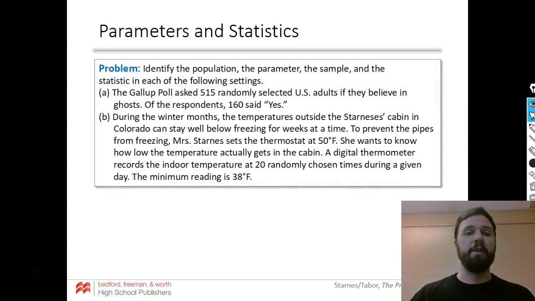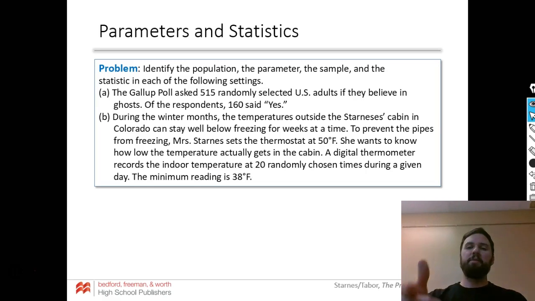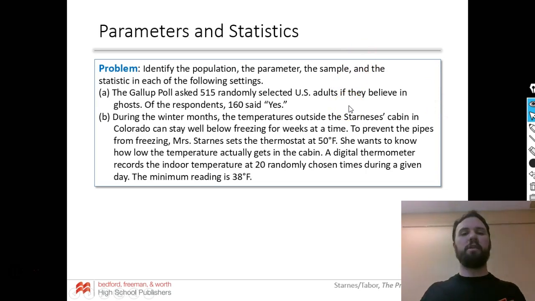Let's look at an example. So we're going to look at this and we're going to identify the population, the parameter, the sample, and the statistic in each setting. So A, the Gallup poll asked 515 randomly selected U.S. adults if they believe in ghosts. Our response, 160 said yes.